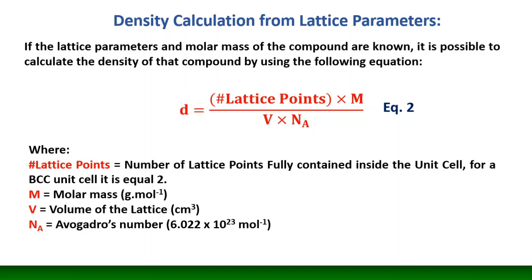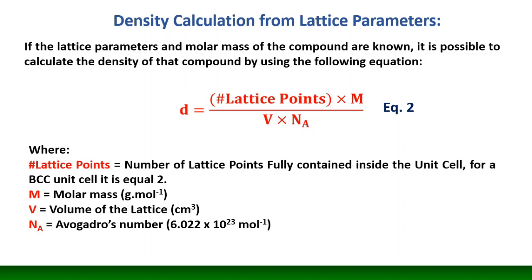In the case of the cubic unit cell, it's simple. You raise that value to the third power, and then you have it in cubic centimeters, which is the right unit to be plugged in there. In such a way, the final density result will be given in grams per cubic centimeter.